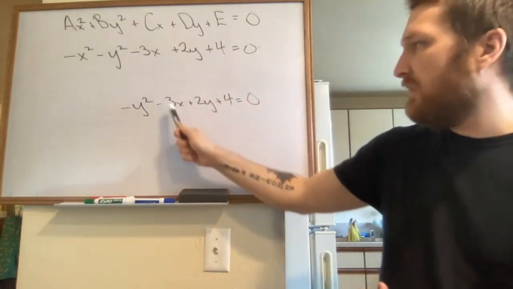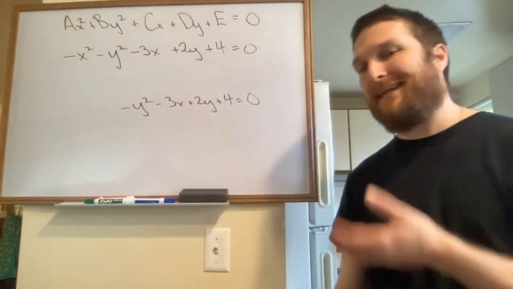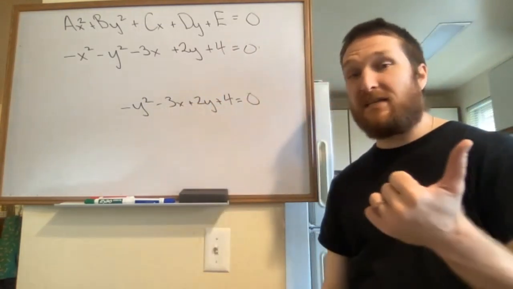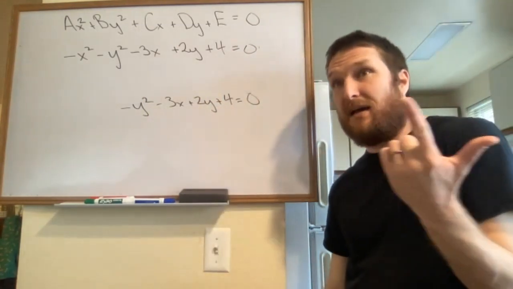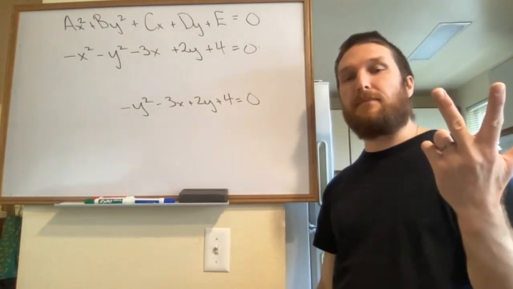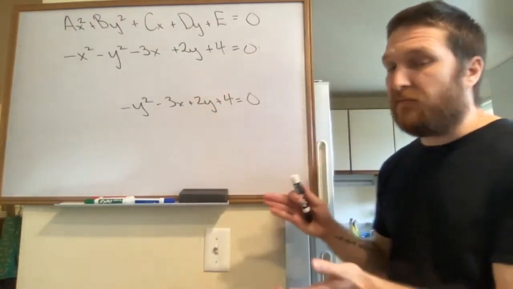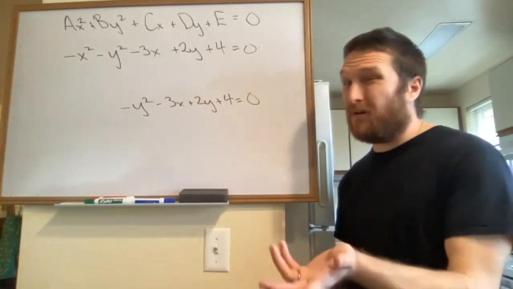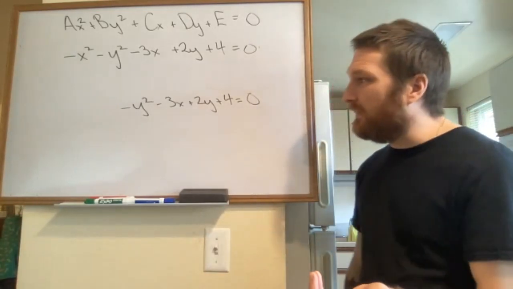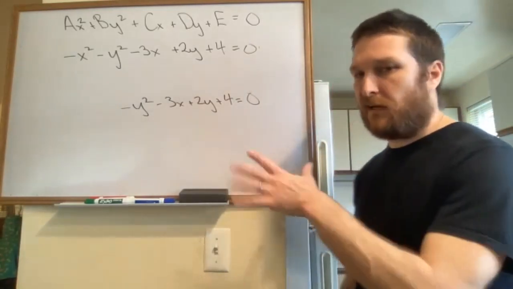The x has no squared term, so it can't be a circle. The x has no squared term, so it can't be a hyperbola. It can't be an ellipse. The only thing that could be left is a parabola or a line, but a line really isn't a conic section, and you're not going to have those.